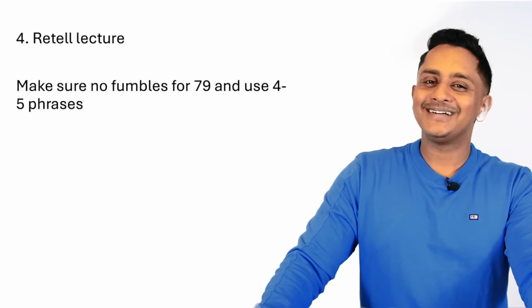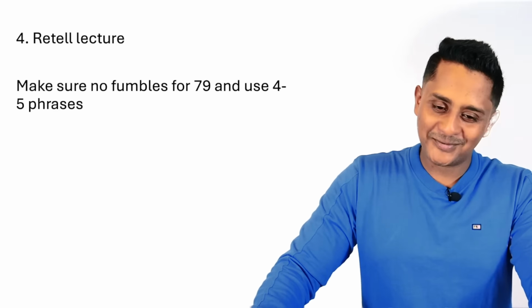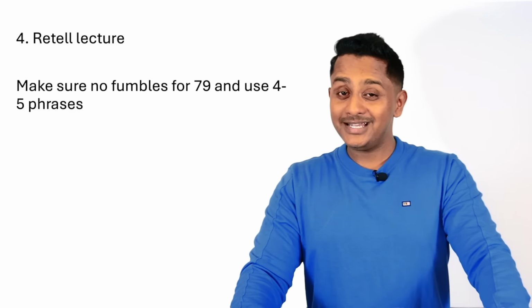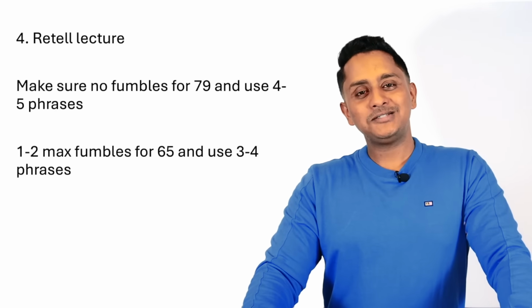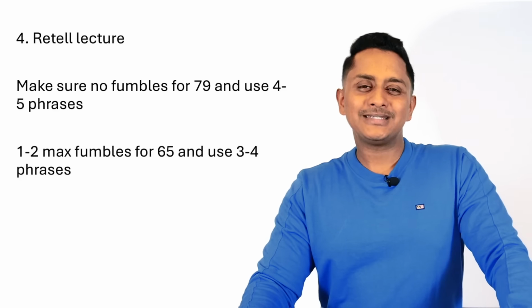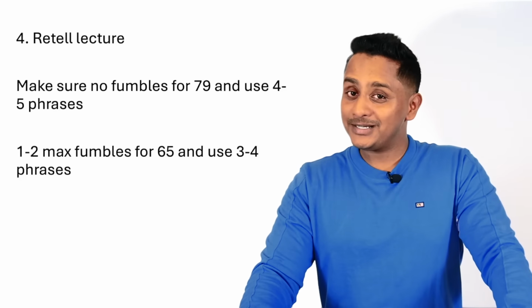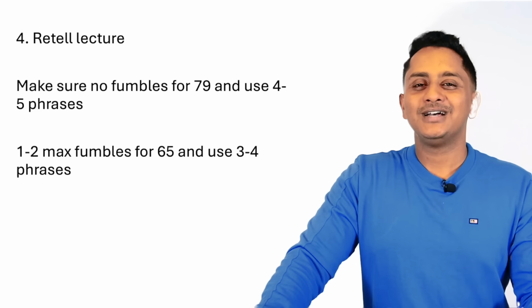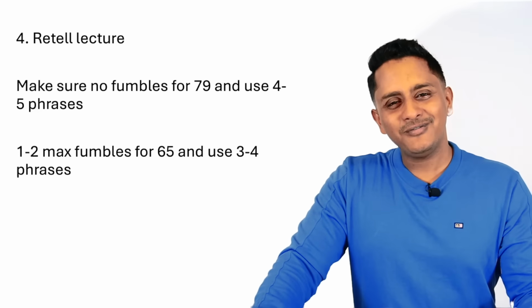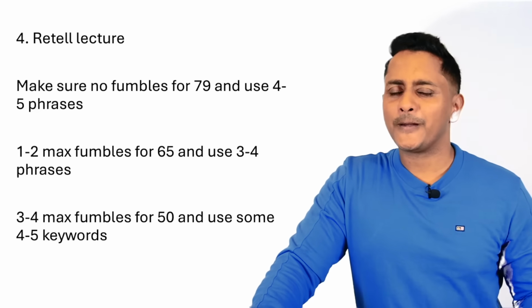Written lecture, make sure 0 fumbles for 79 and use at least 4 to 5 phrases. Don't use keywords for 79, it's suggested you write phrases. For 65, 1 or 2 fumbles you can still do and still get away with 65 easily, but at least 3 phrases minimum you use so that your listening will not come down. For a 50, I suggest use some keywords, it's okay.